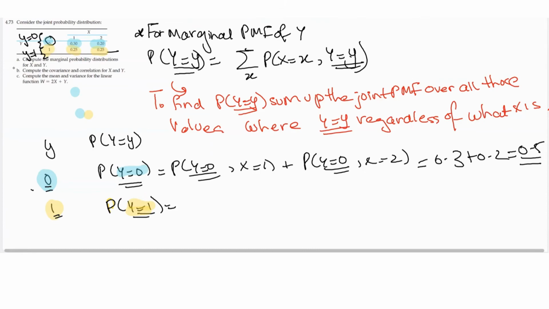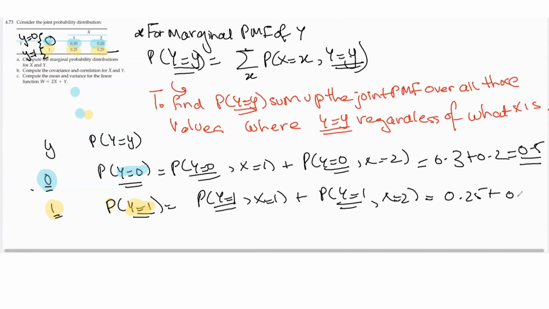Essentially, this is going to be the probability Y is 1 and X is 1, plus the probability Y is 1 and X is 2, because you have to sum up the joint PMF for all those values where Y is 1 regardless of what x is. We're not imposing any condition on x. 0.25 plus 0.25 is 0.5.